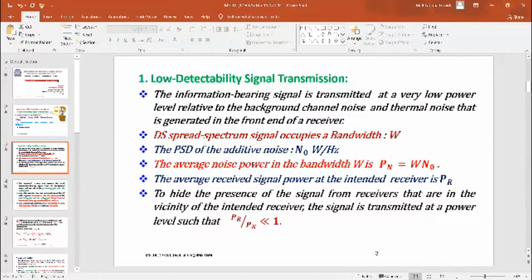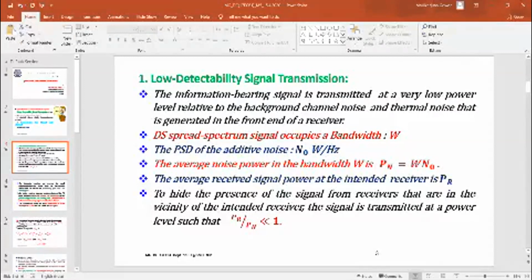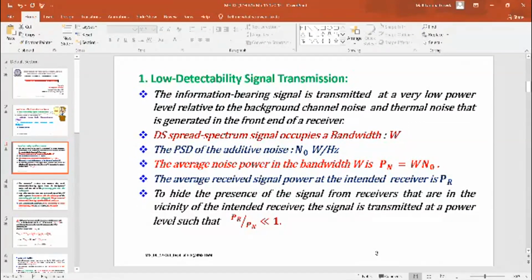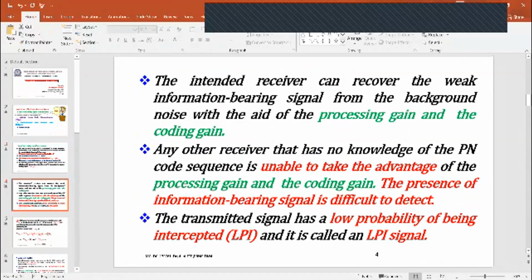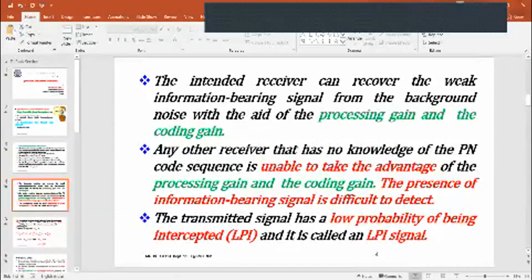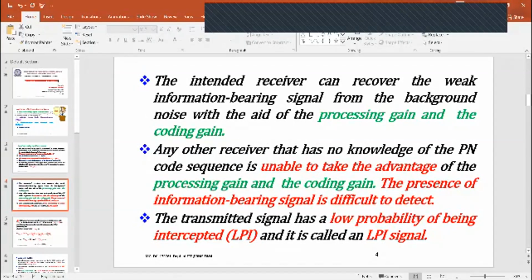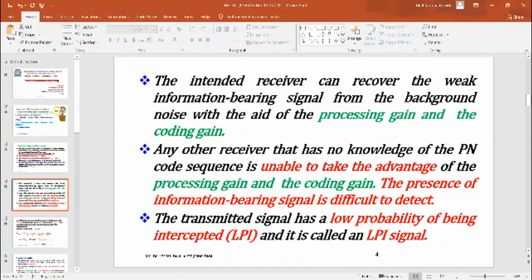When the average received signal power is less than the average noise power in the bandwidth of the direct sequence spectrum signal, only the intended receiver will be able to detect the presence of the signal because of the coding gain and the processing gain. So processing gain is LC, which is equal to TB by TC. And as I said, coding gain is RC into D minimum H, where D minimum H is the minimum Hamming distance between the codewords.